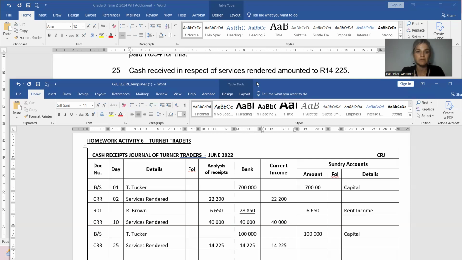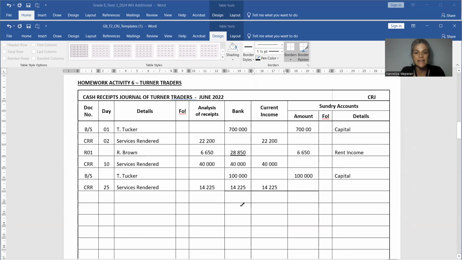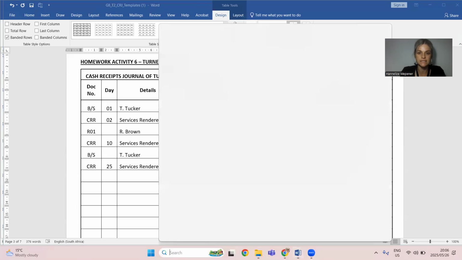Then you must just remember that you must always total your journals unless stated otherwise in the question. And we never add analysis of receipts. We start from bank onwards. So this is 806,650. And then we have 425. I'm doing this without a calculator here. So that's a 6, and that is a 467. Let's double check. We don't want any mistakes here.